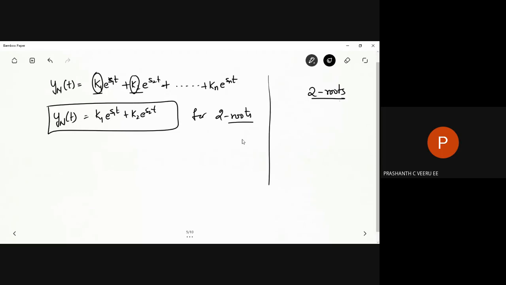So using initial conditions, which are given in the problems. Very good, wonderful. So how many initial conditions do you need for two roots? Two, sir. Exactly. So if you want to find out the constants k1 and k2, you are going to need the initial conditions of the system. Without the initial conditions, it is not easy to find out the constants k1 and k2.